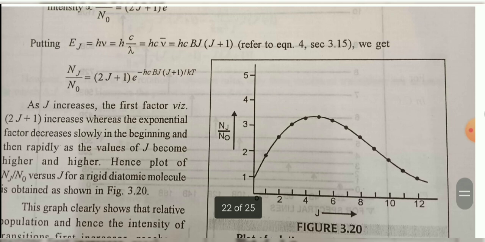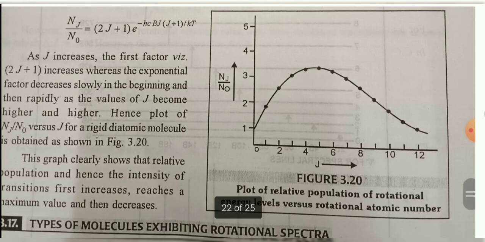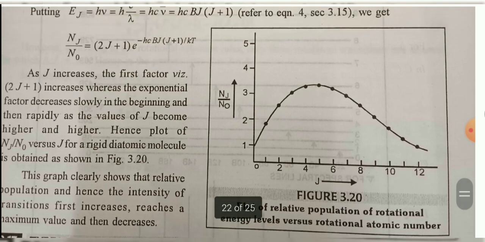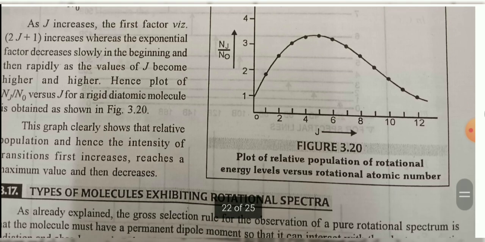Putting E_J is equal to h nu, which is equal to h c by lambda, which is equal to h c nu bar, which is equal to h c B J (J plus 1), we get N_J upon N_0 is equal to (2J plus 1) e raised to the power minus h c B J (J plus 1) whole upon kT. As J increases, the first factor, 2J plus 1, increases, whereas the exponential factor decreases slowly in the beginning and then rapidly as the value of J becomes higher and higher.